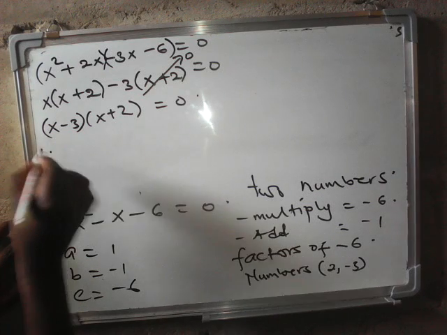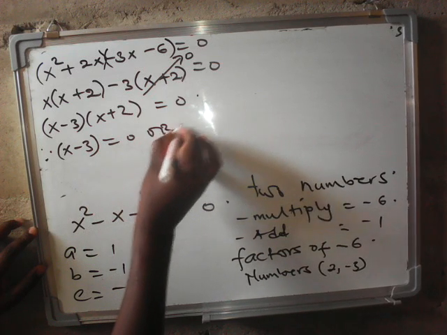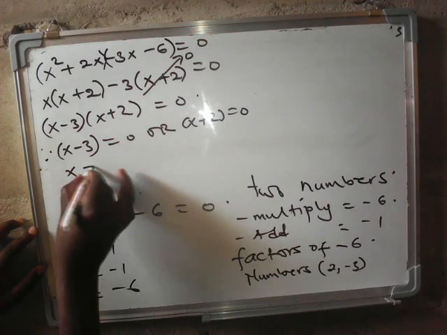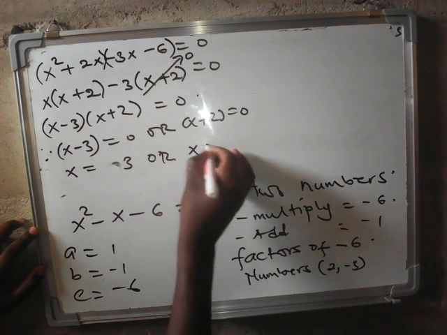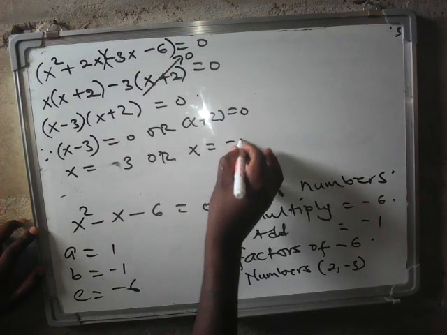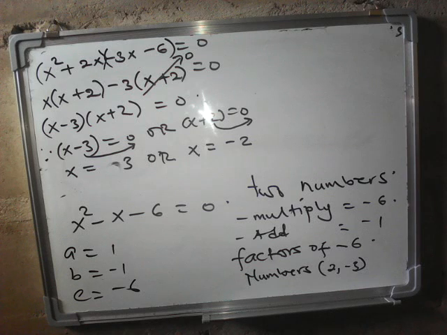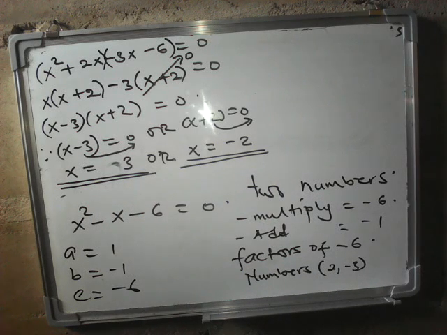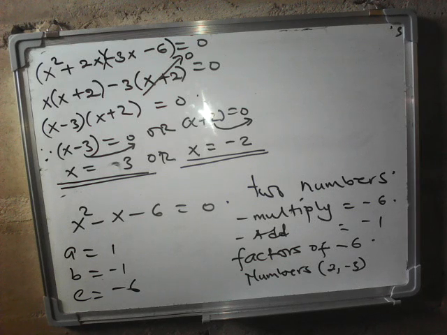Therefore, we can say x minus 3 is equal to 0, or x plus 2 is equal to 0. So our x is equal to a positive 3, or our x is equal to a negative 2. This 2 we take to the other side, and this one we take to the other side. So therefore, we conclude that the values of x are negative 2 and a positive 3.